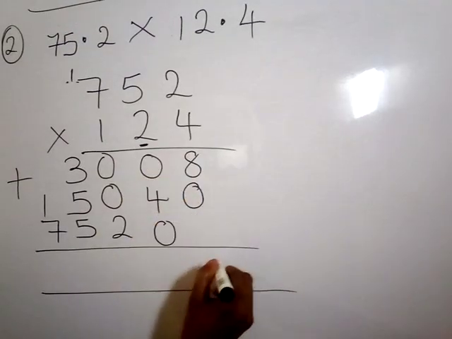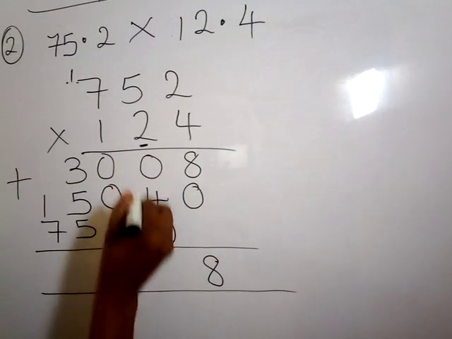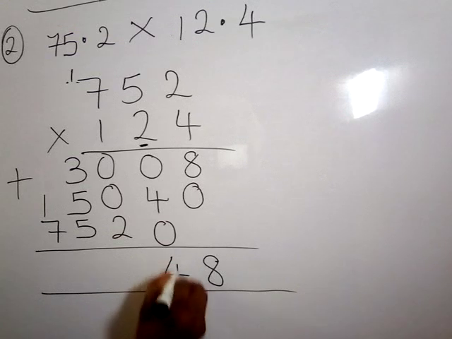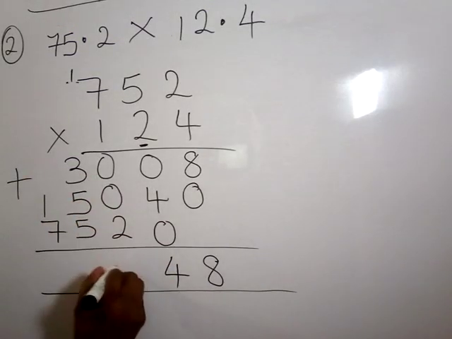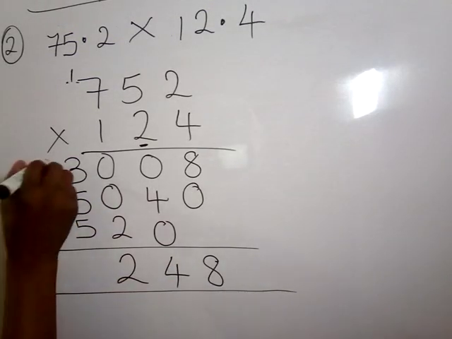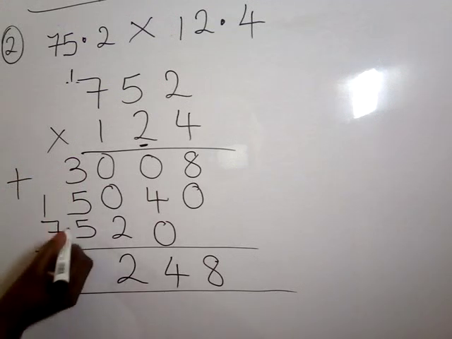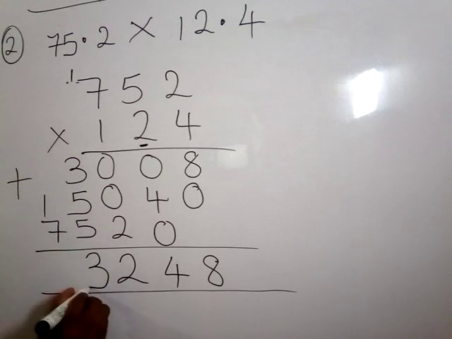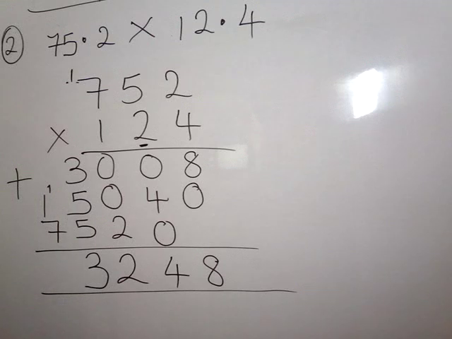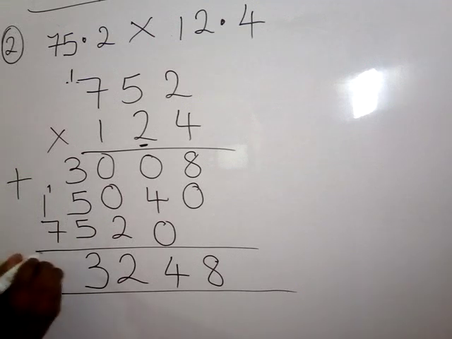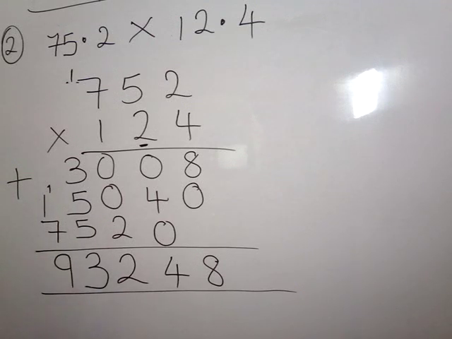So 8 plus 0, we have 8. 0 plus 4 plus 0, we got 4. 0 plus 0 plus 2 gives us 2. 3 plus 5 is 8, and 8 plus 5 is 13. We bring our 1 here. 1 plus 1 is 2, plus 7 gives us 9.